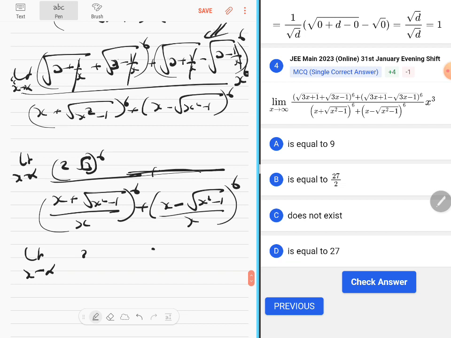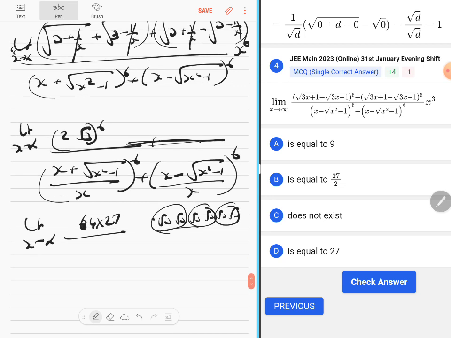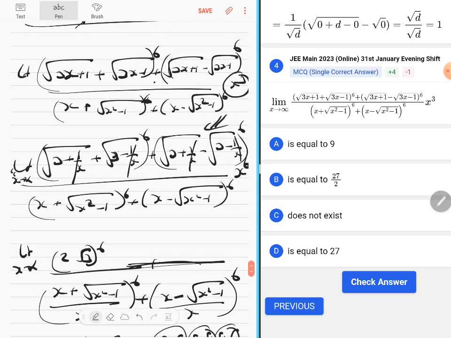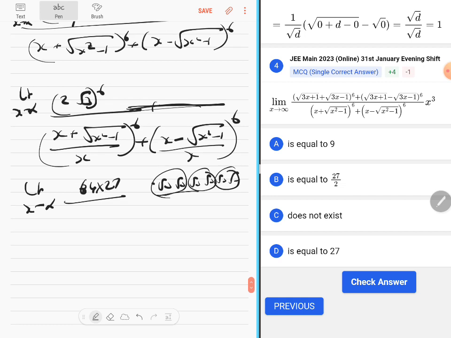So 2 2s are 4, 4 2s are 8, 8 to 16, 32, 64. So 64 and a root 3, root 3, root 3, root 3, root 3, root 3. How many root 3s are there? So this is 3, 3, 3, 27. What do you get here? I'm not sure, we can check the answer again, but this is the procedure to do the sum.